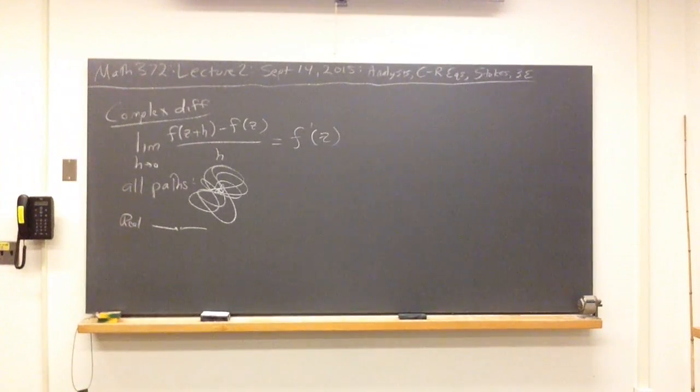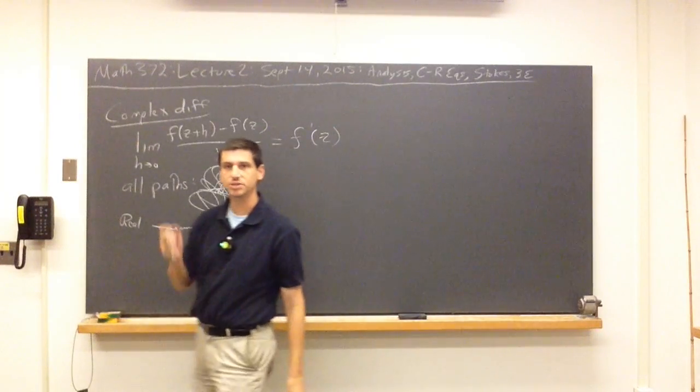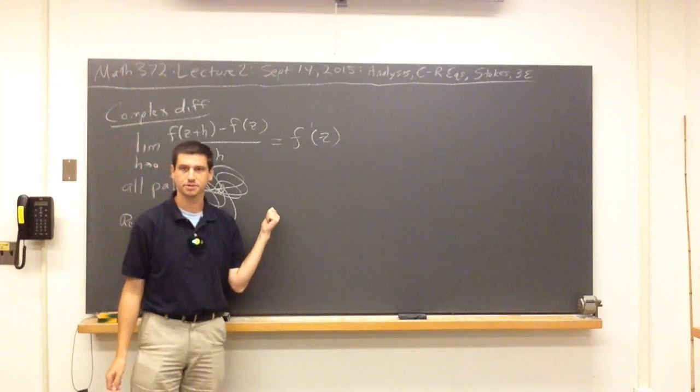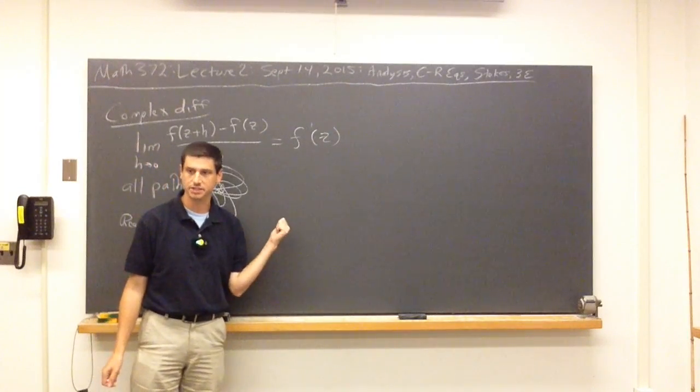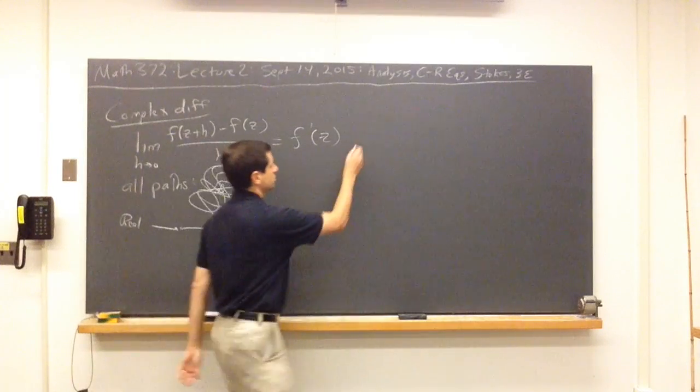So in some sense, we have an issue from complex analysis in that we have to be able to understand this for all possible paths. But if that exists, then we get so much more information. It's a much stronger condition. So let's do some examples.